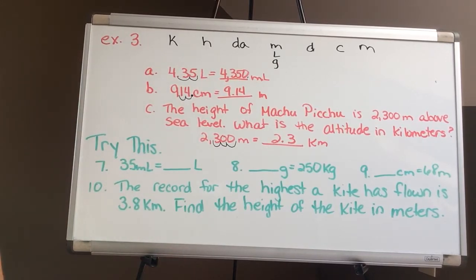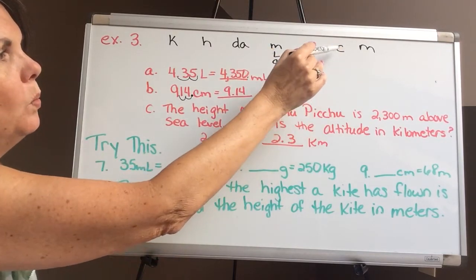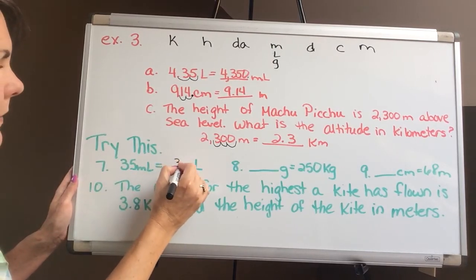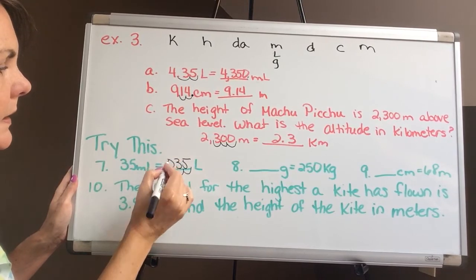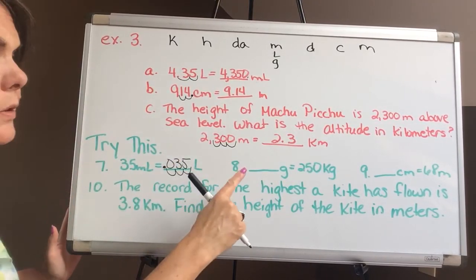Try a couple. 35 milliliters to liters. 1, 2, 3 to the left. So if I have the number 35, 1, 2, 3 to the left. 35 thousandths.